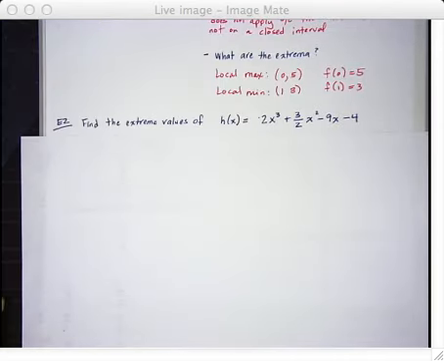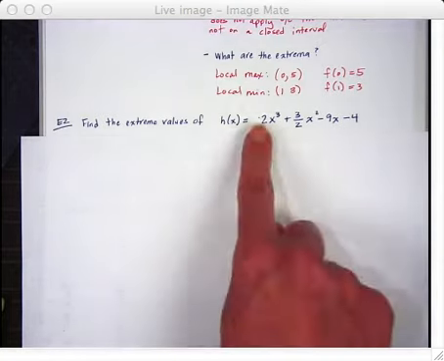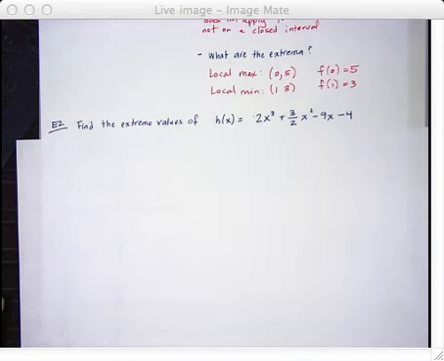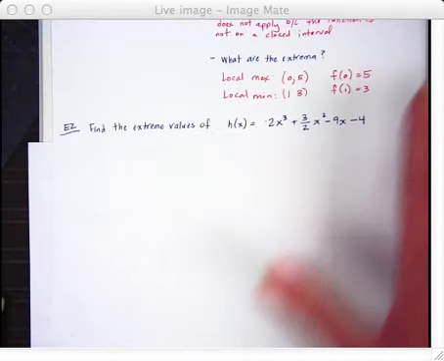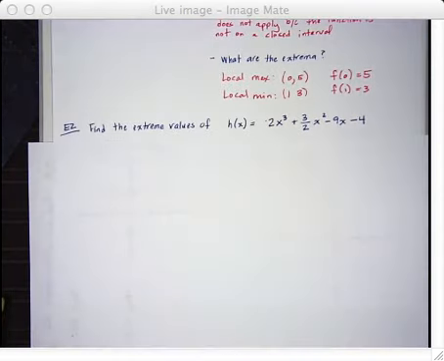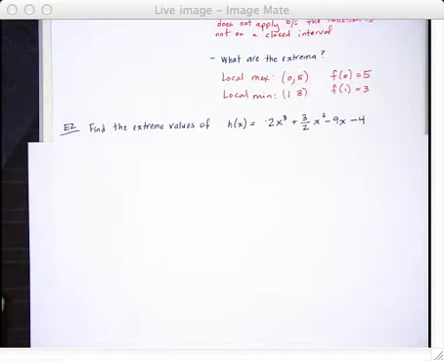All right, example number 2 has a typo in your packet. It says that the h of x function leads with a negative, but we can't use that one. You end up getting imaginary roots, and so that one doesn't work out well. So we need to make that 2 a positive 2.